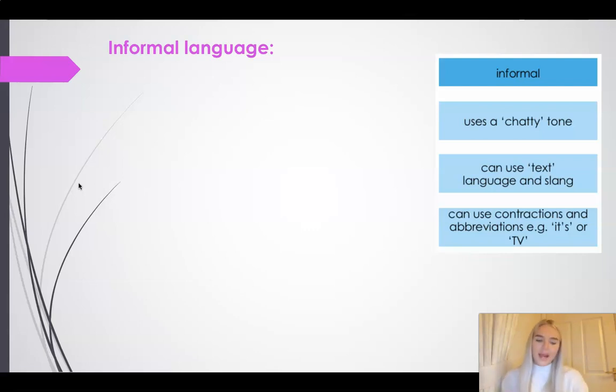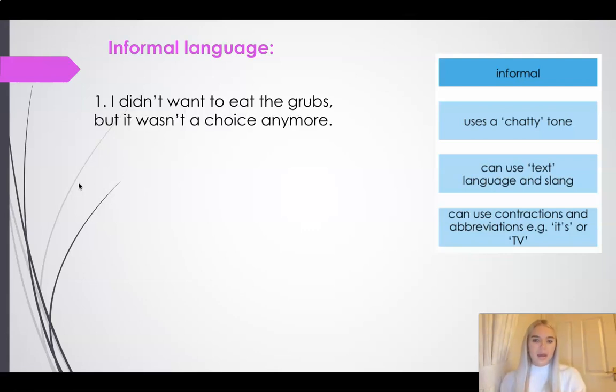Now, I'm going to help you out and I'm going to construct a sentence using informal language. I'm going to think, well, what contractions are there? Won't, mightn't, don't, it's. Can you think of any more contractions? And I'm going to think, what might I say with those contractions? And I said, I didn't want to eat the grubs anymore, I didn't want to eat the grubs, but it wasn't a choice anymore. I've used these two contractions, didn't and wasn't.